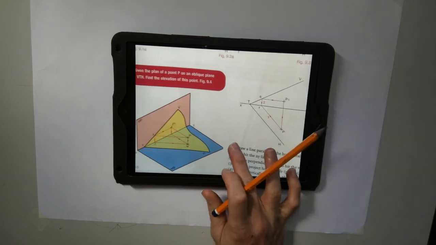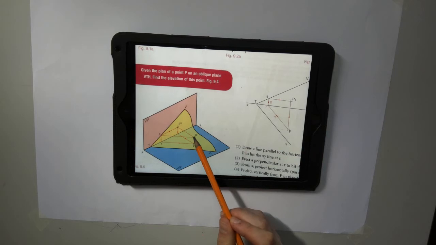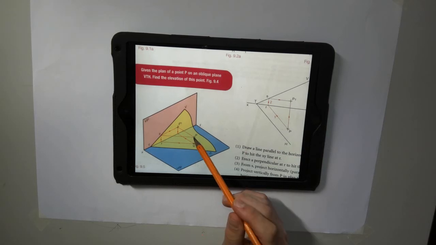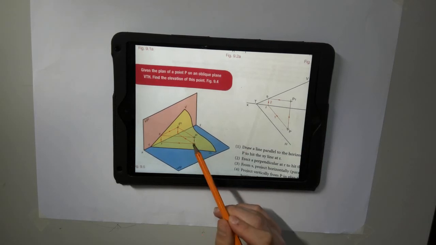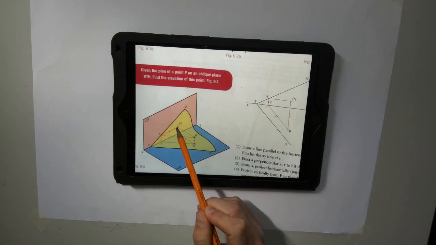And then going back here, you can just see where it sits on the actual plane itself. So there's the point actually on the plane, and there's where it's projected onto the plan, and there's where it's projected onto the elevation.